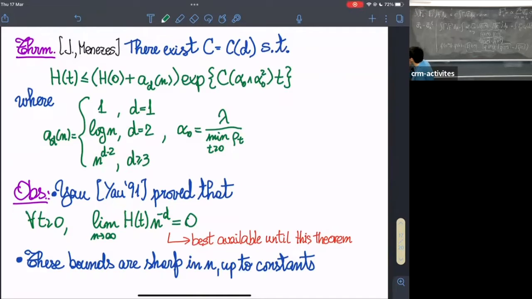How much time do I have? I still have 20 minutes left. That's a lot of time. So maybe I went too fast.